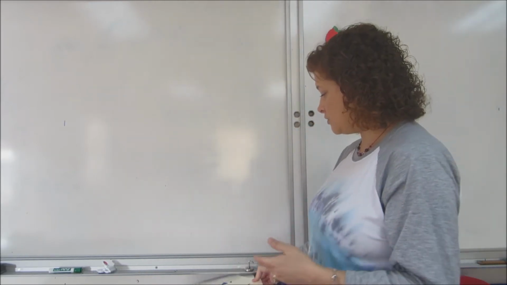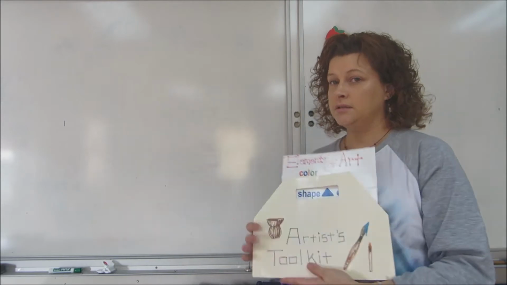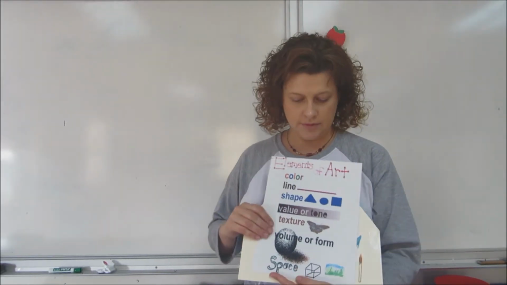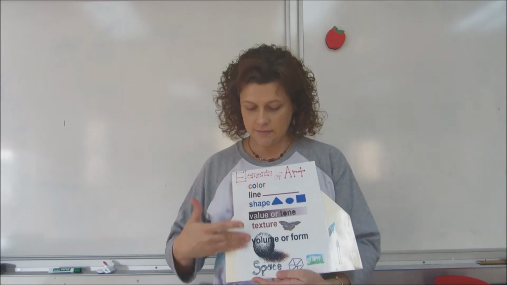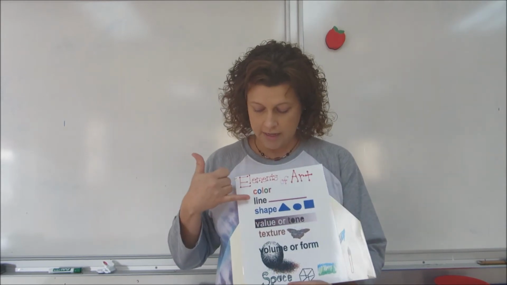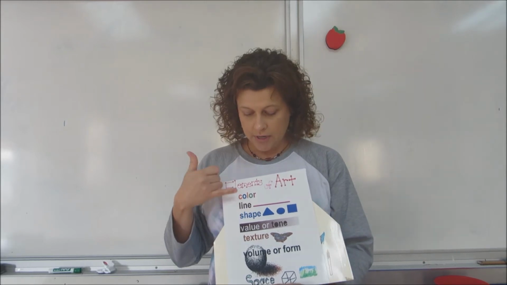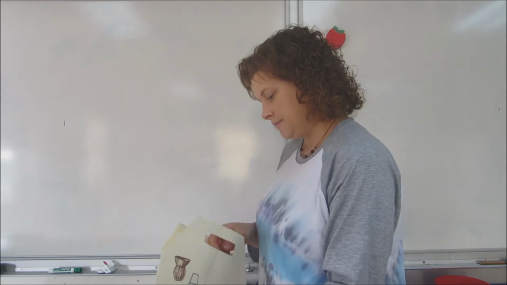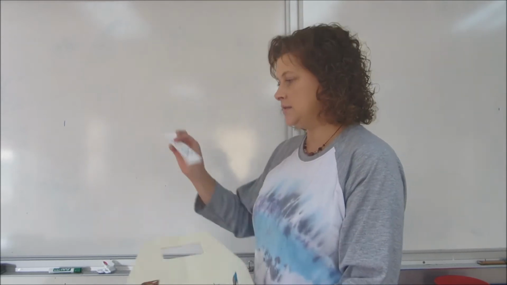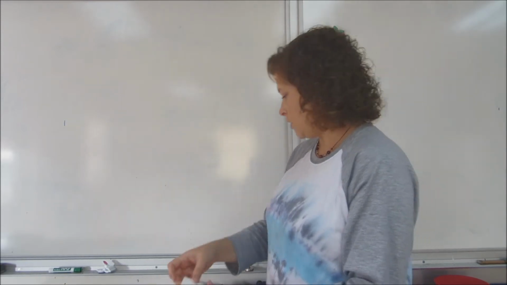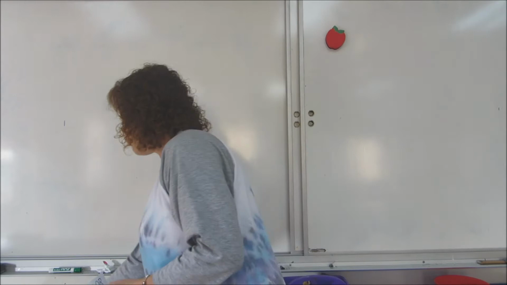And we're going to go to our artist toolkit and let's take a look. We're still talking about our elements of art. And we've done already some work with line and shape. So we're going to take a look at color today. Let's see. Yep, there it is. Color is in our toolkit. So that's what we're going to focus on for our art project today.